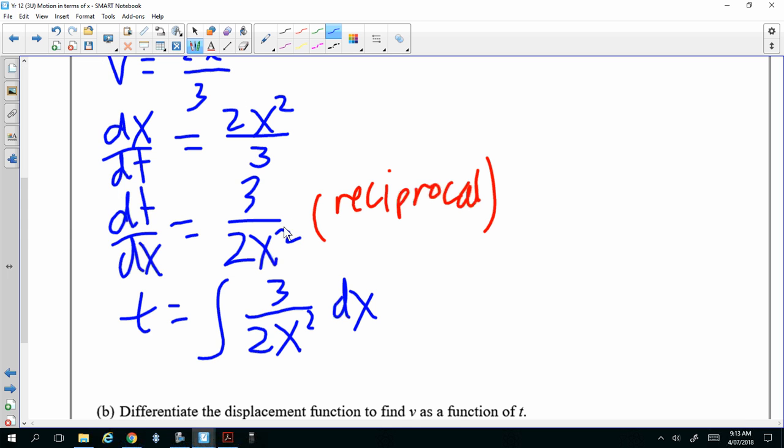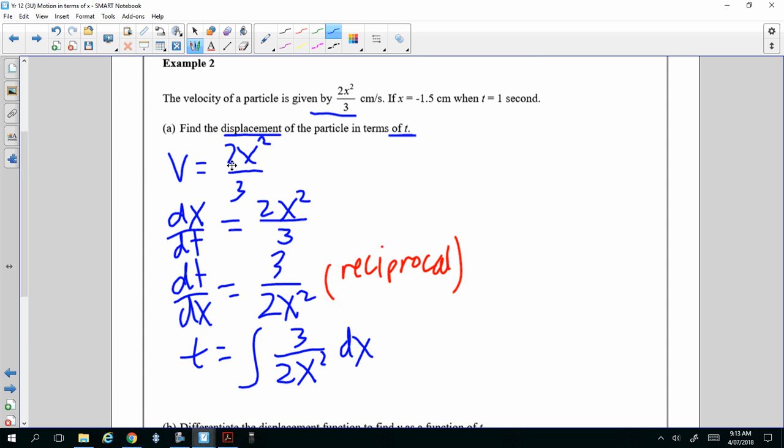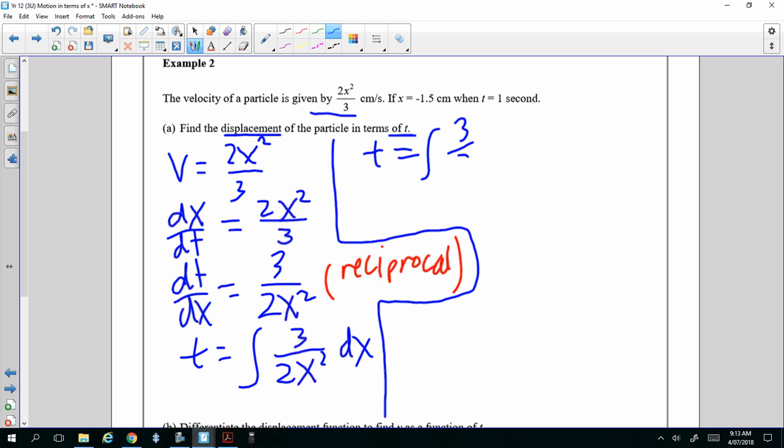When v is in terms of x, you take the reciprocal to find t in terms of x first, before you make x in terms of t. And now it just becomes an integral you know how to do. So you write t equals, in index form, the integral of 3 over 2 times x to the power negative 2 dx. And then we integrate. So we get 3 over 2 times x to the power negative 1 over negative 1, plus c.